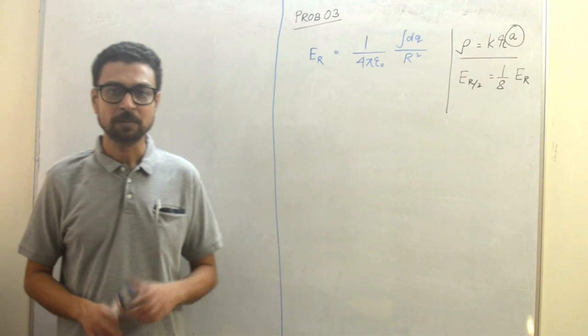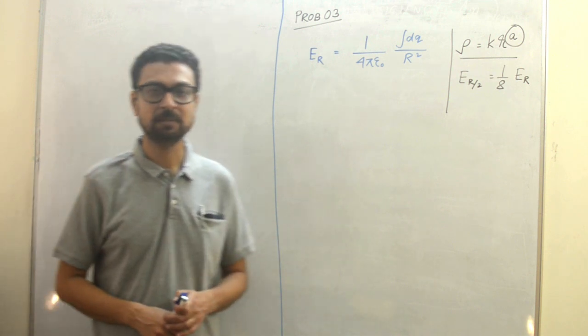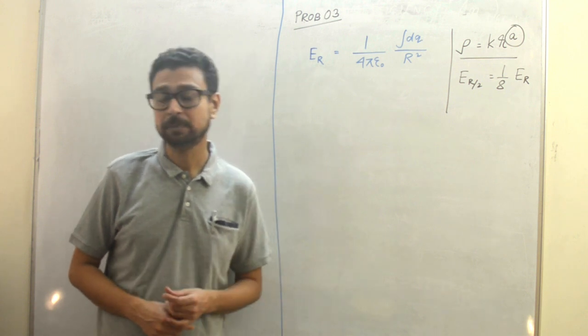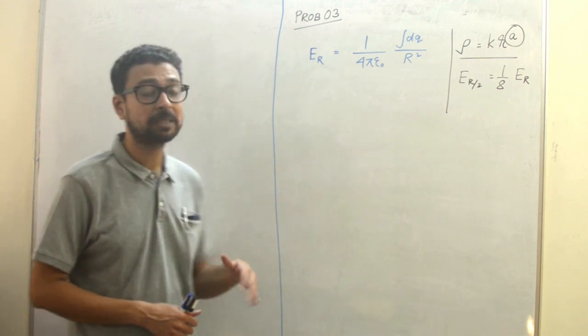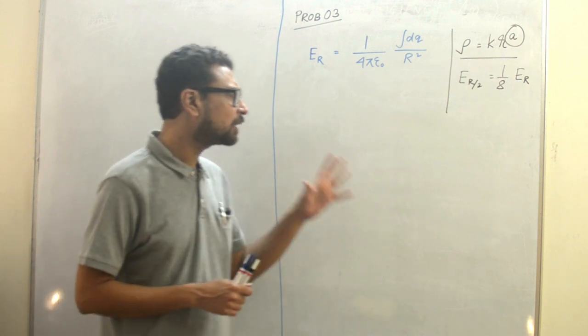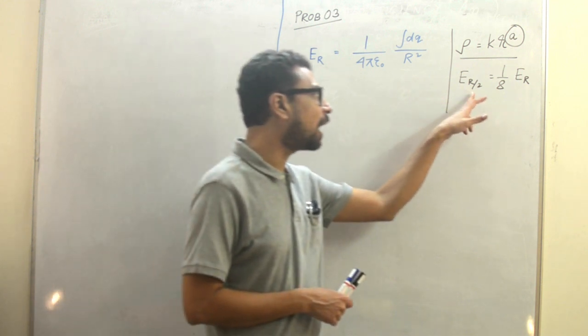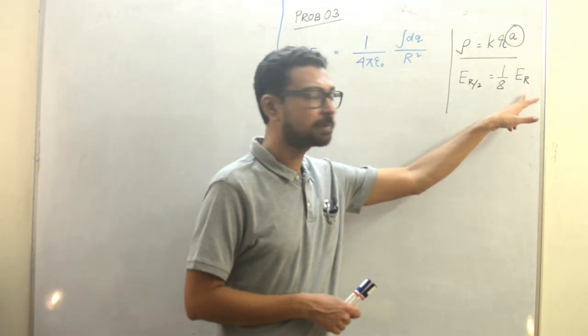Okay, let's start. So in a nutshell, we know what the problem is. This is the integer type question that comes in JEE Advanced, and it is also from 2009. But this one is again a very interesting one. This will develop a lot of concepts. See what they have given. They have given one relation: the electric field at R by 2 is 1 by 8 times the electric field at R.